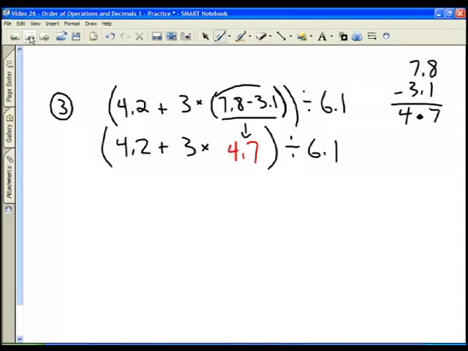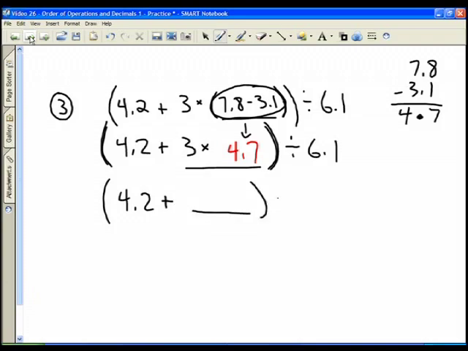So I did this first, and that got rid of my inside set of brackets, and now I have to look within this set of brackets and follow my order of operations. So I know I need to figure out what 3 times 4.7 is, because that's the one that I've got to do first. I'll just leave a blank where that is. And I'm going to now on the side figure out what 3 times 4.7 is.